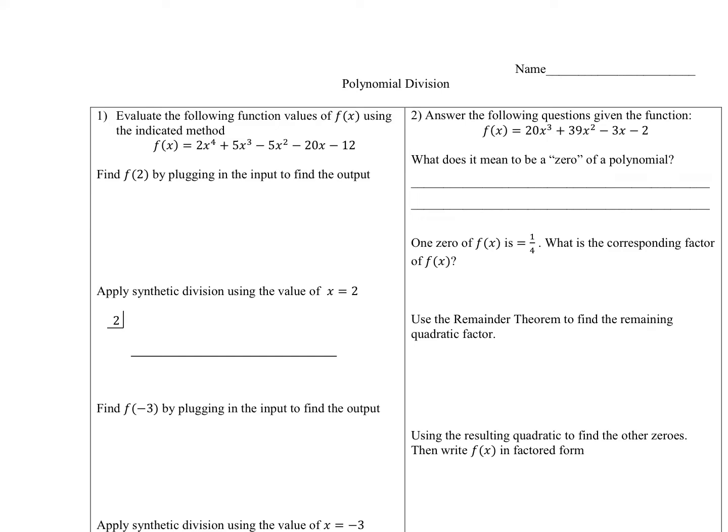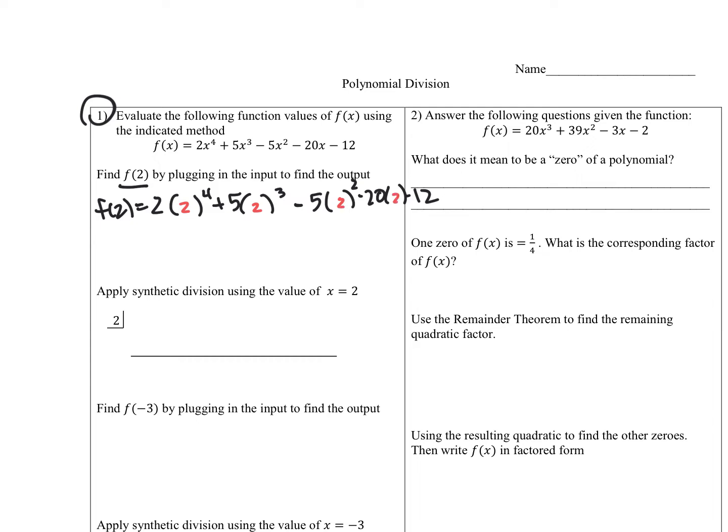All right, for the polynomial division homework, the first thing it wants us to do for number 1 is evaluate the function the long way by plugging in the 2. So f of 2 will be equal to, I'm going to leave a spot so you can see all of my plugins. So I'm plugging in a 2.